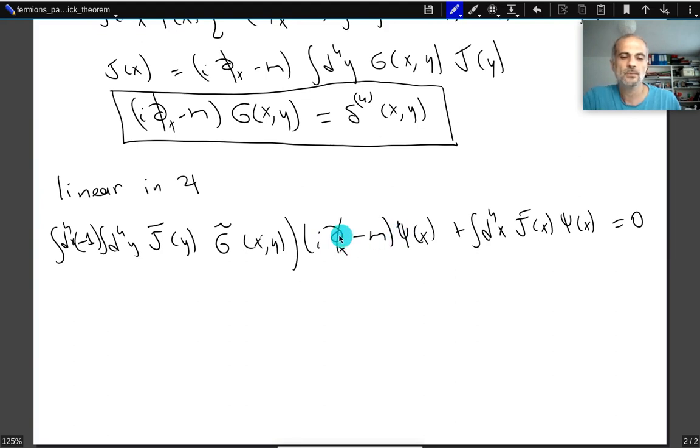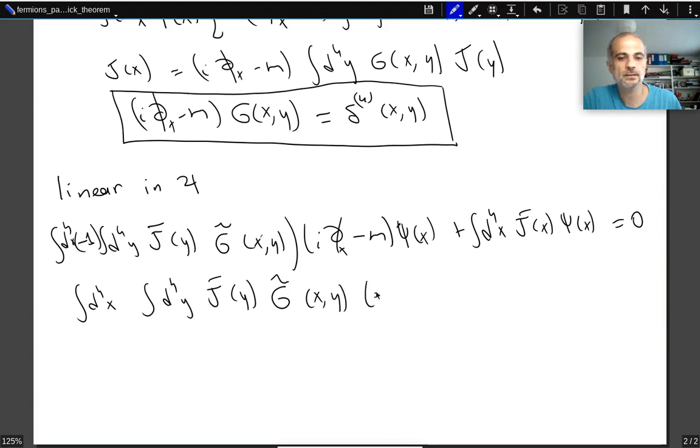derivative of psi, but we can get rid of the derivative of psi by doing an integration by parts. So this will become d⁴x, now it became plus due to the integration by parts, d⁴y, j bar of y, g tilde(x, y). Now let me keep the minus i over here and write the minus del x, del slash x, but this time the derivative is acting on g tilde itself.